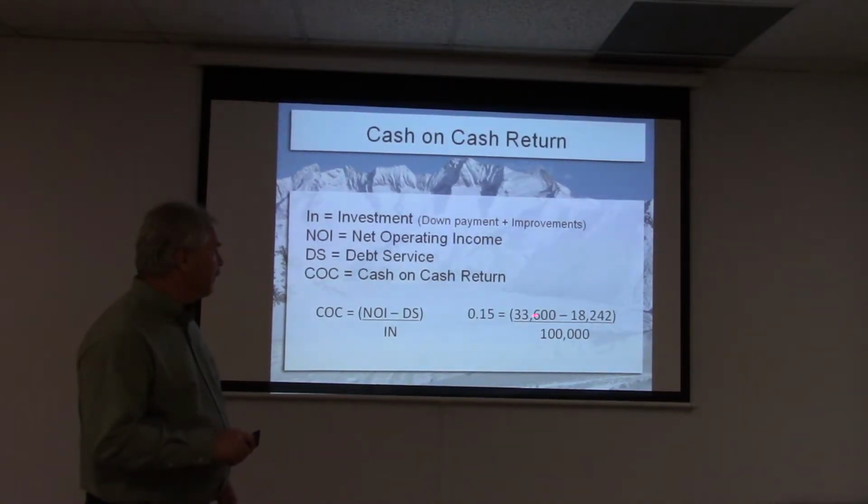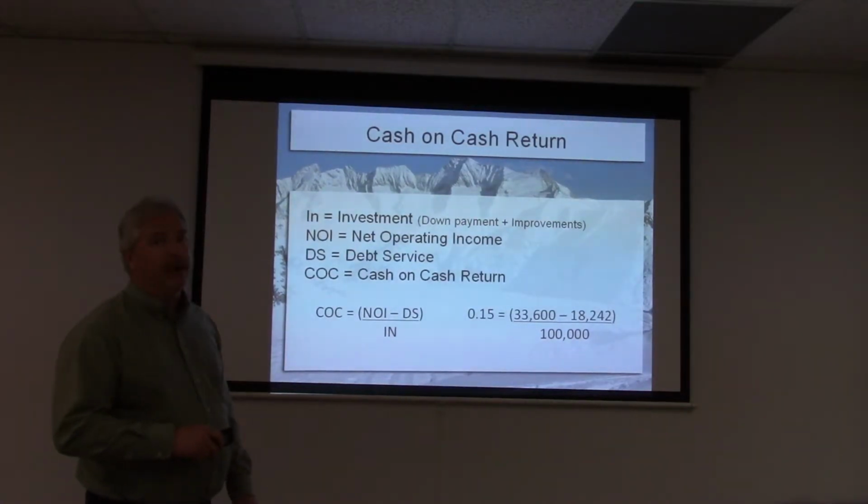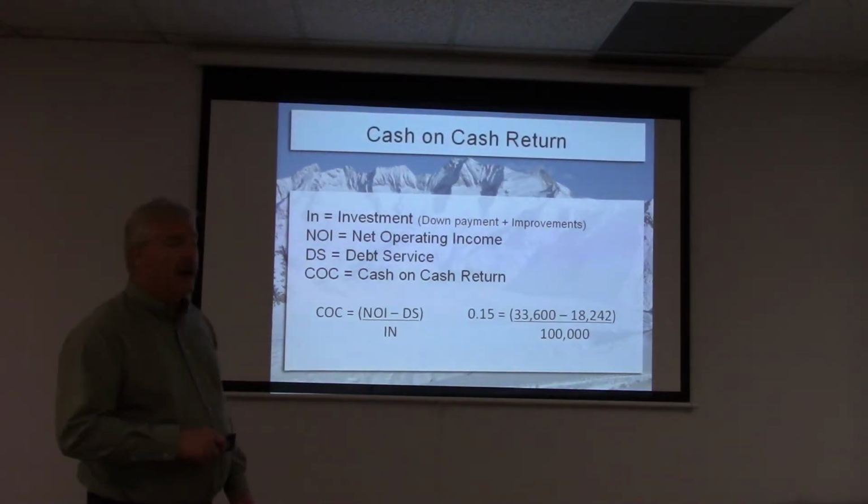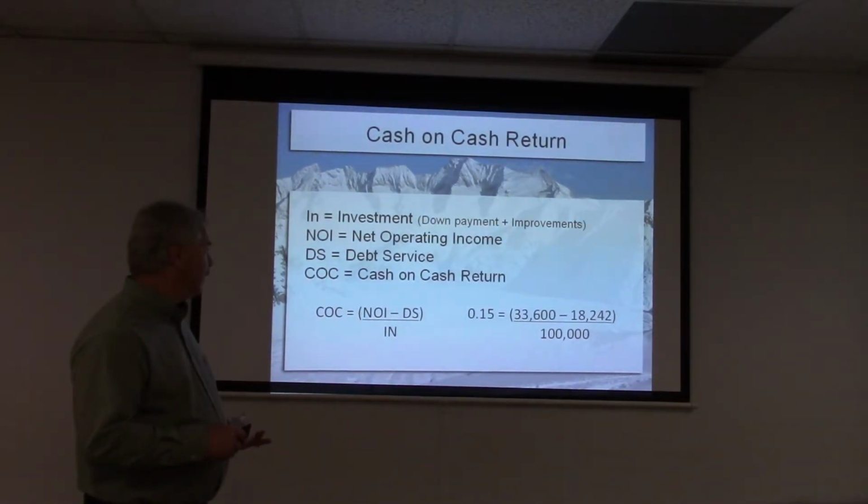So in real numbers, we've got an NOI of 33,600 minus the debt service of 18,242, and we put $100,000 down. So we've got a 15% cash on cash return. Pretty attractive, especially considering what the stock market has been doing the last couple of years. A little bit of a roller coaster, but nevertheless, 15% cash on cash return, pretty solid. If you were to evaluate this, and the cap rate, this would probably be a pretty good investment.